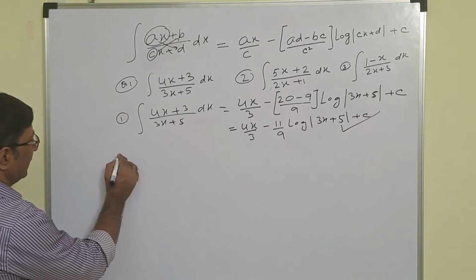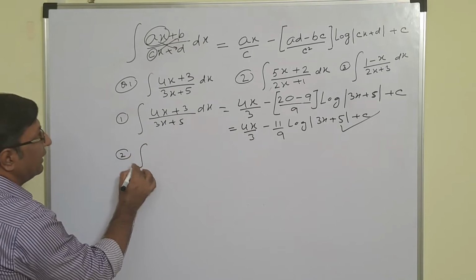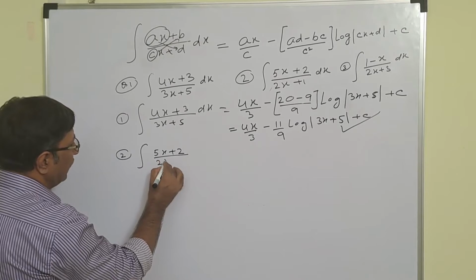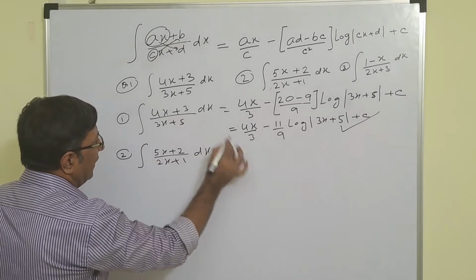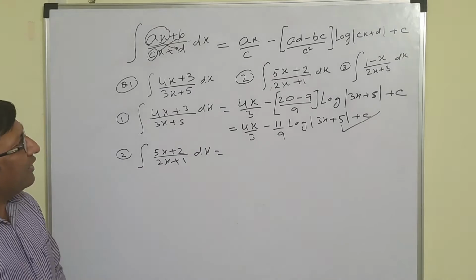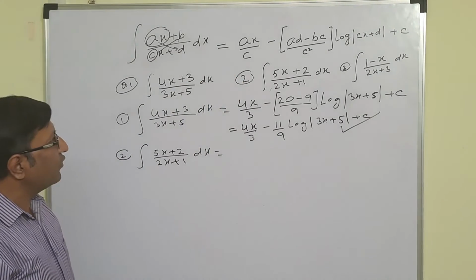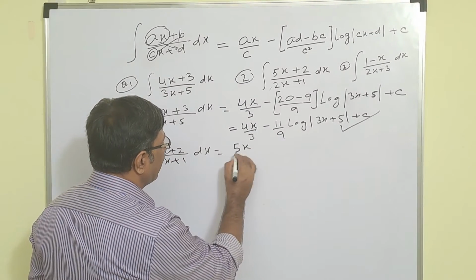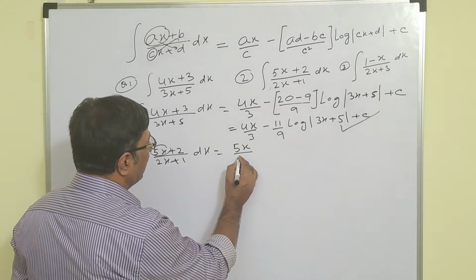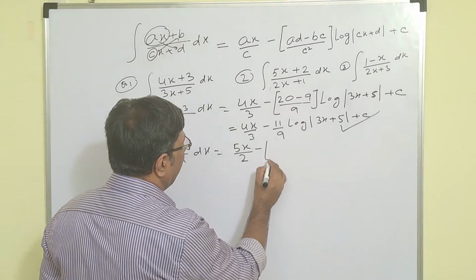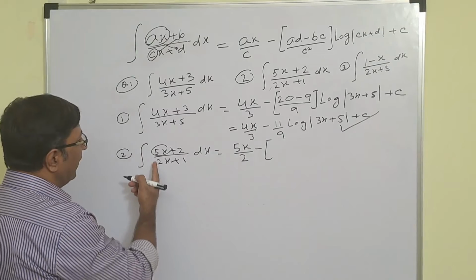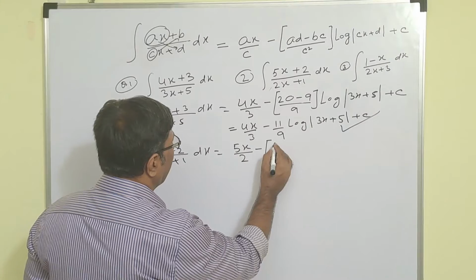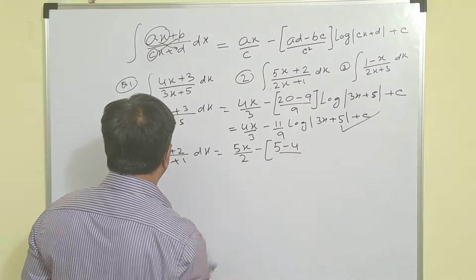Again, you see the second question. The second question is again integration of (5x + 2) divided by (2x + 1) dx. We can solve this question very easily with the help of this format. So again ax by c. Ax is 5x, so you can write 5x upon c, which is here 2. So 5x by 2 minus, again, AD minus BC. A is 5, so 5 into 1, 5, minus 4.